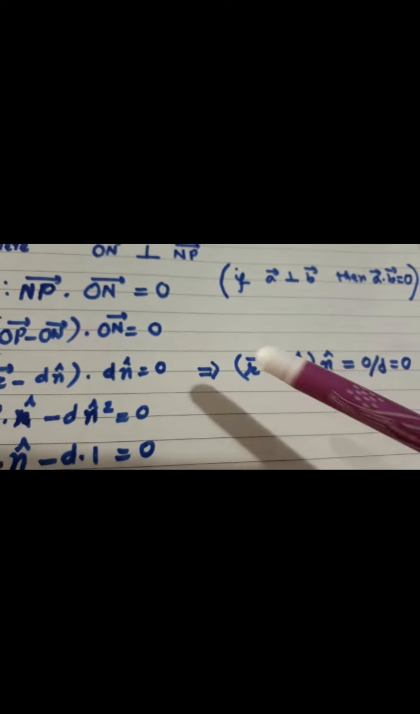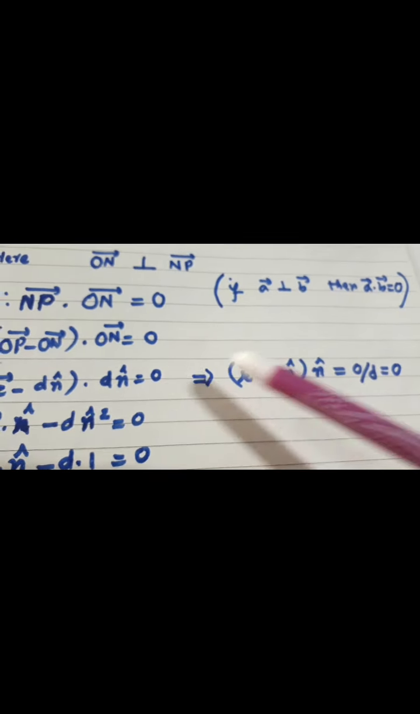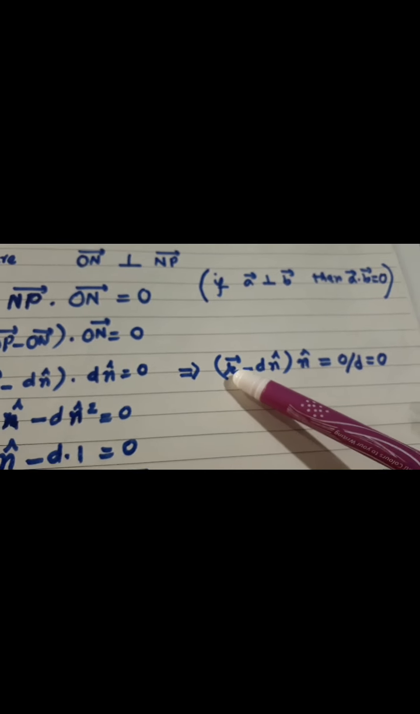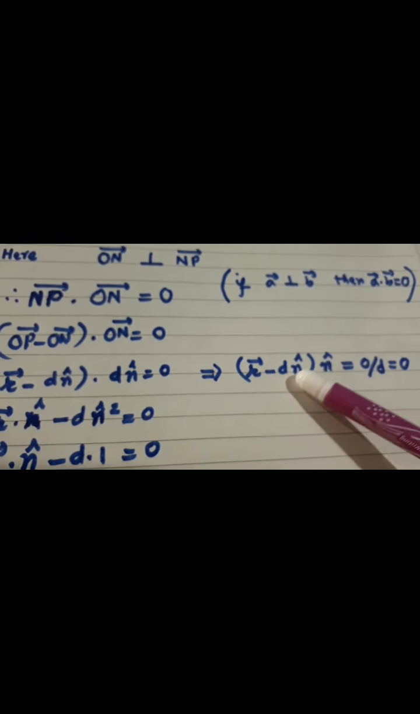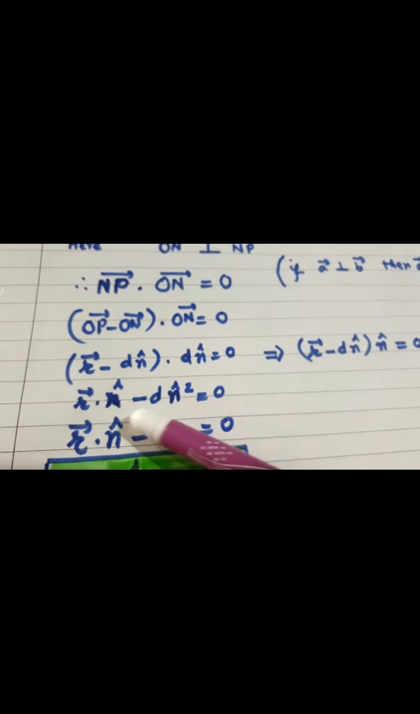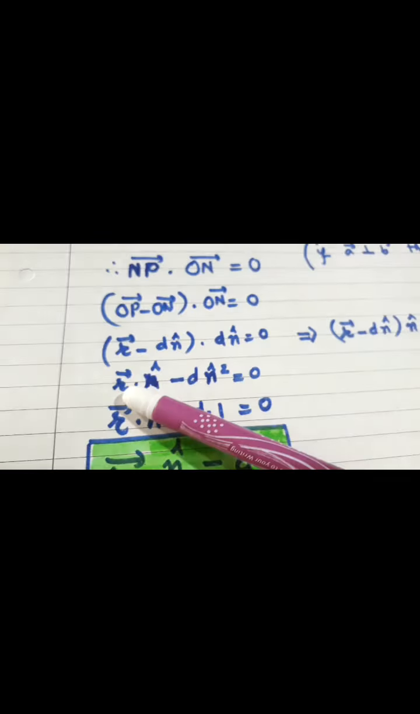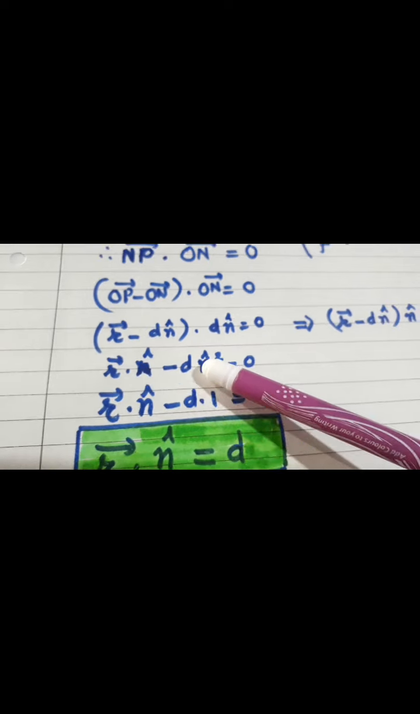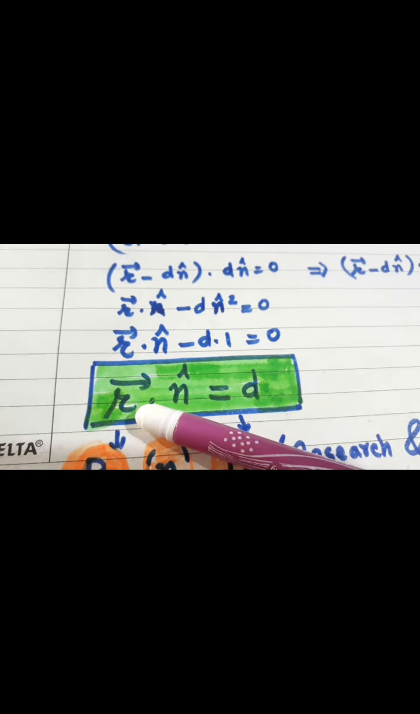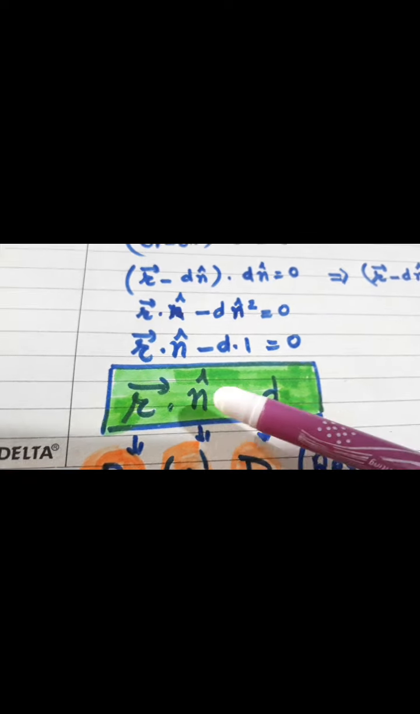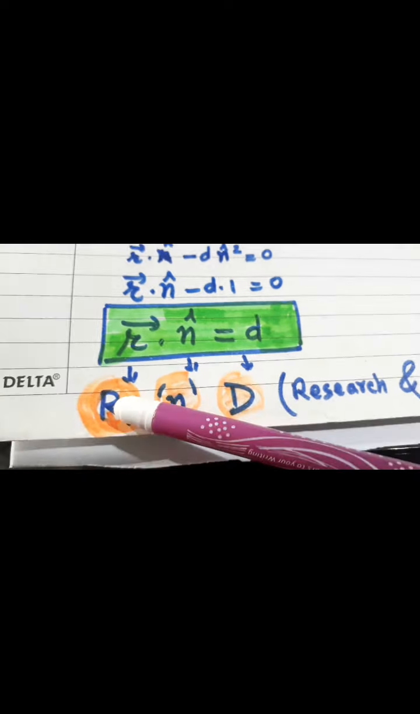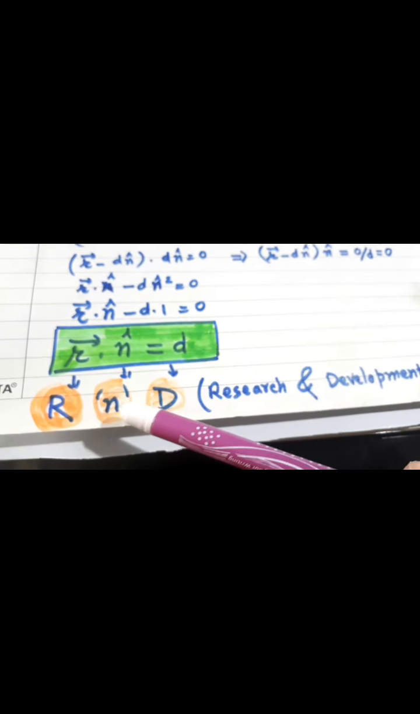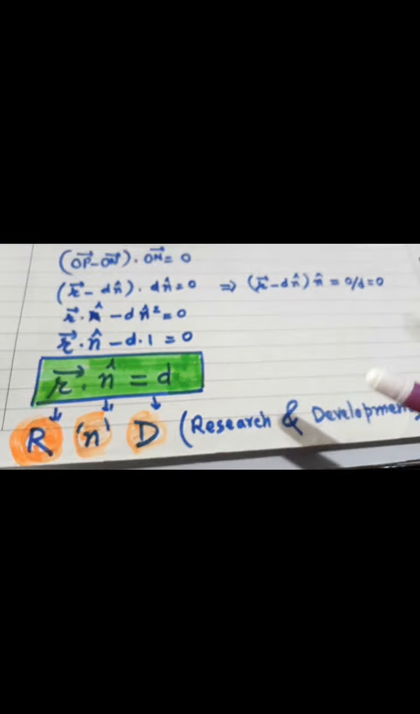So on simplifying, this d will go to the right side, it will become 0. So (r minus d n cap) dot n cap. When n cap goes inside, it becomes r dot n cap minus d n cap square is equal to 0. N cap square is 1. So equation becomes r dot n cap equal to d. You can remember it with this mnemonic: R&D, research and development. So this is the normal form.